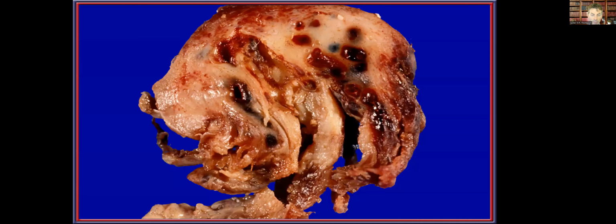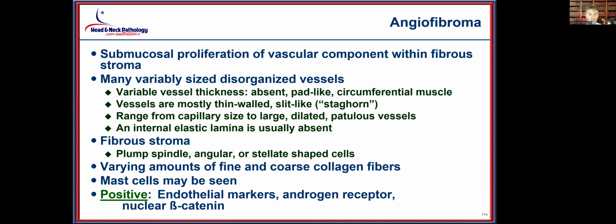As I suggested from that imaging, the tumors can be remarkably sized. And here you can tell an example where you have the negative outlines of the turbinates in each of these cases, where the tumor has actually expanded and grown around them, compressing the underlying turbinate type tissue. So as you know, it's a submucosal proliferation of a very rich vascular component set within a fibrous connective tissue stroma. Multiple different size vessels are seen.